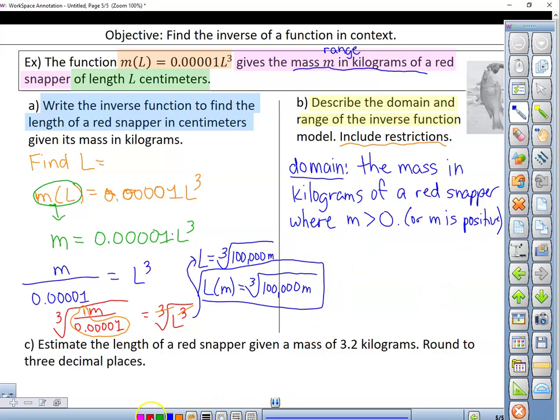Now your range. Your range has to be the domain of the original function. So the domain is our independent variable L. So this is the domain of the function, and so it becomes the range of the inverse. So our length in centimeters is the domain of the function, or the range of our inverse. So our range of the inverse is the length in centimeters, technically of the red snapper. So I'm going to go ahead and add that for details.